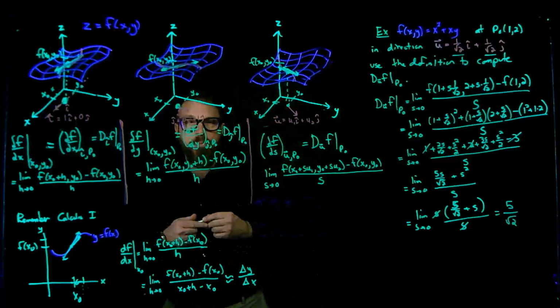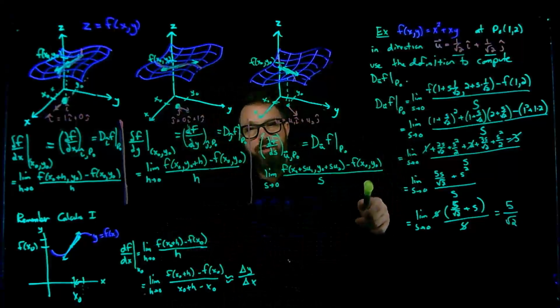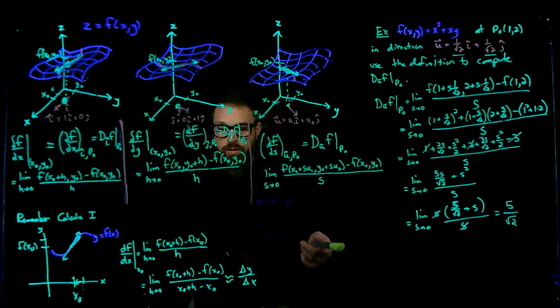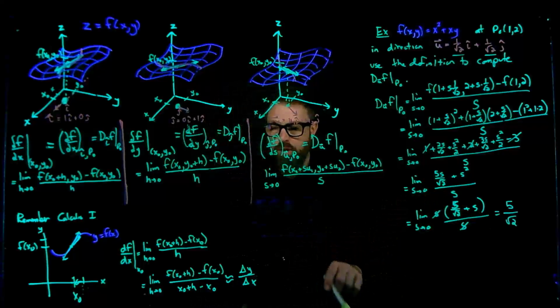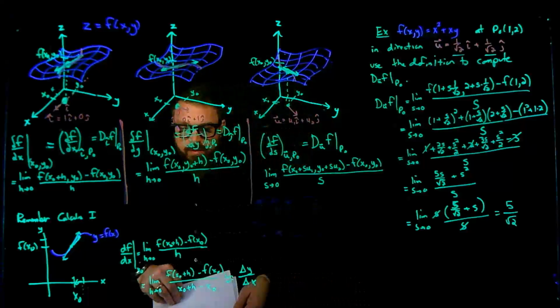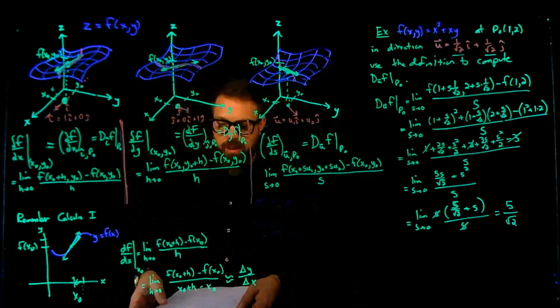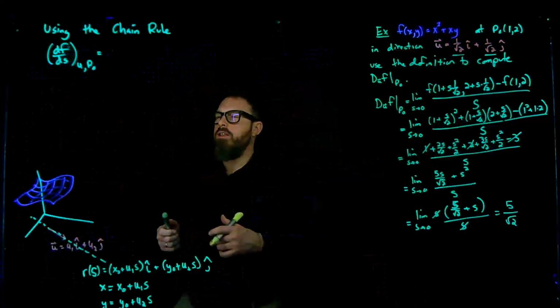Now I want to leave that up there because I want to show you guys how to find the directional derivative using the chain rule, which is going to make this 5 over root 2 show itself very quickly. So let me erase and I'll come right back. So here is the quicker way.